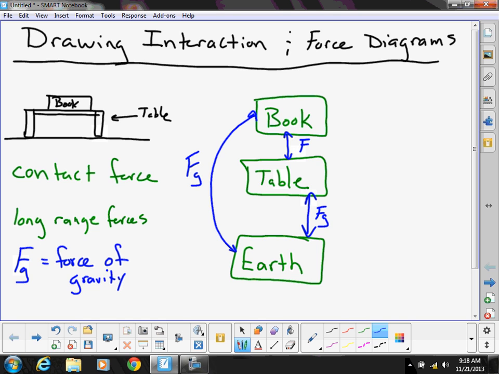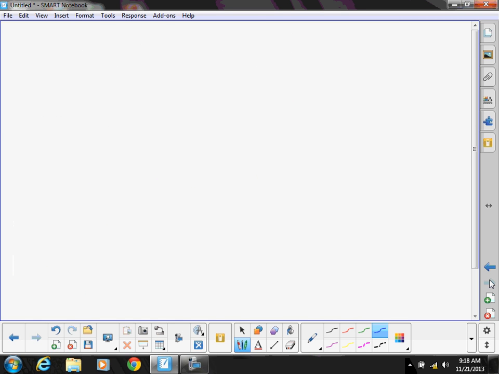So as we start to diagram the book, we want to simplify down our picture and kind of separate the objects that are involved in our diagram. So typically what we do then is we will replace our illustrated picture of what is going on, and we will replace whatever the object is that we're analyzing with just a dot. Okay, so we're going to do a force diagram for the book.